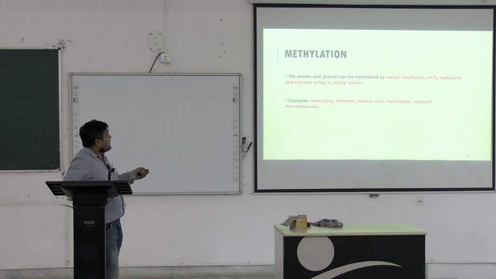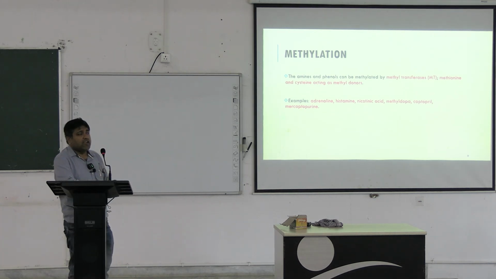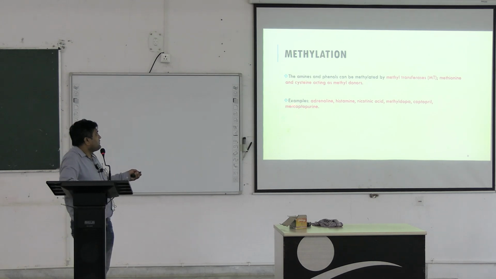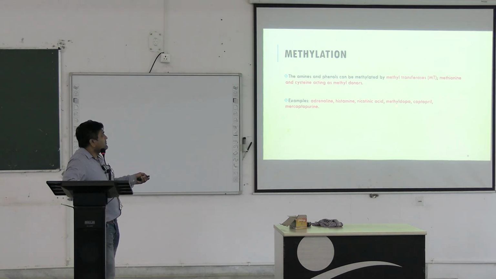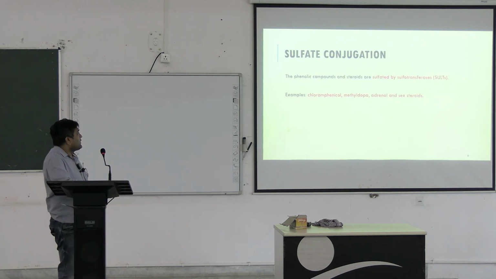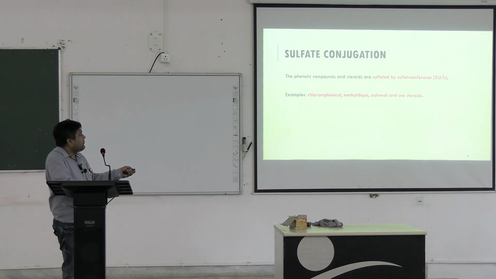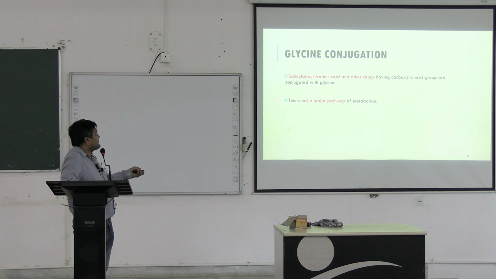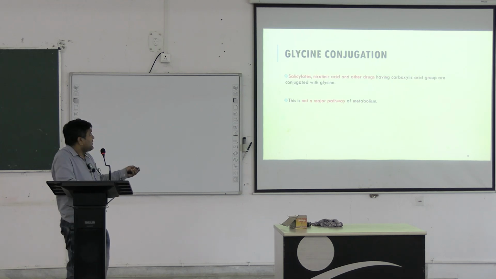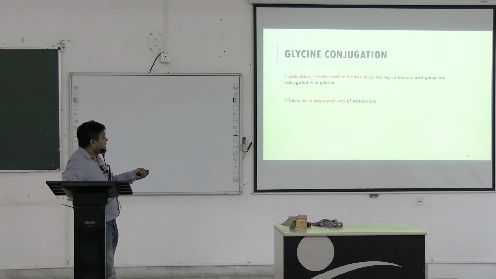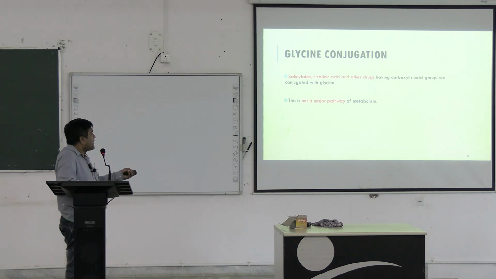Methylation, here a methyl radical is added. The cofactors are methionine and cysteine, and the enzyme is methyl transferase. Examples: adrenaline, histamine, nicotinic acid, methyldopa, captopril and mercaptopurine. Sulfate conjugation, a sulfate radical is added by the enzyme sulfotransferase. Examples: chloramphenicol, methyldopa, adrenal and sex steroids. Glycine conjugation, glycine is added. Salicylate, nicotinic acid and other drugs are metabolized by this pathway. It is a minor pathway of metabolism.